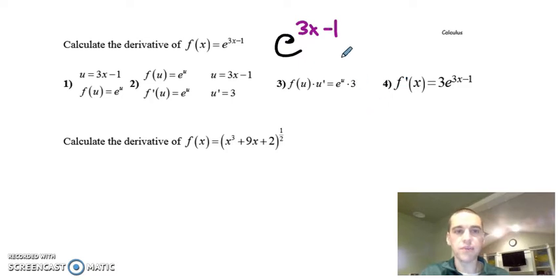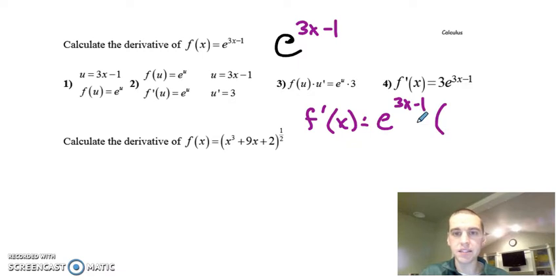So, if we have f prime of x equaling the derivative of the outside, e to the, keep the inside the same, multiplied by the derivative of the inside. The derivative of the inside is just 3. Well, we'll rewrite this nicely. 3 goes out in front, e to the 3x minus 1.